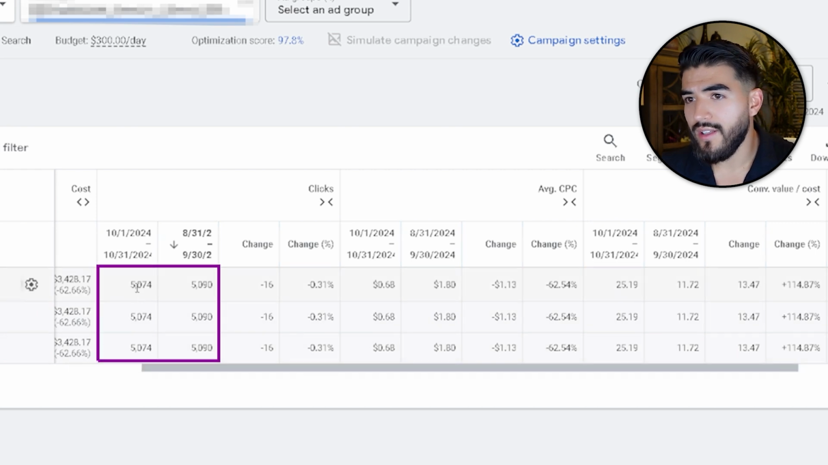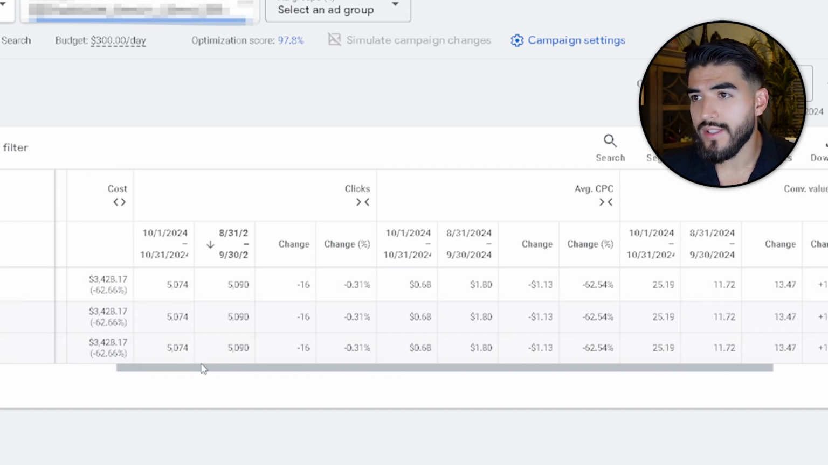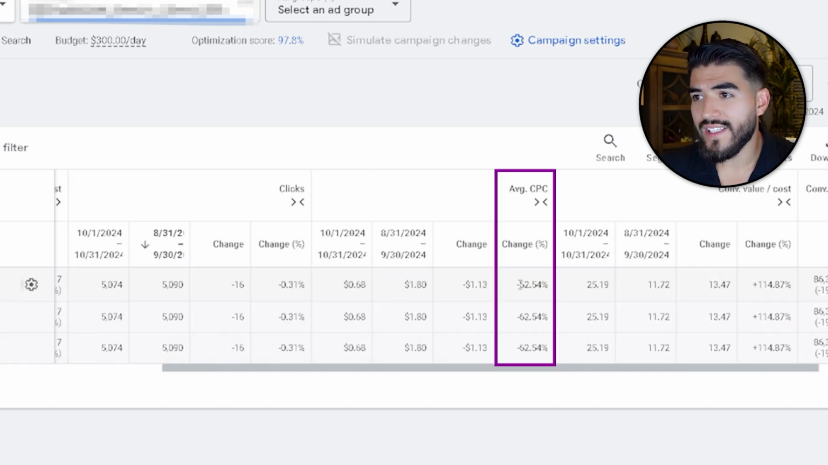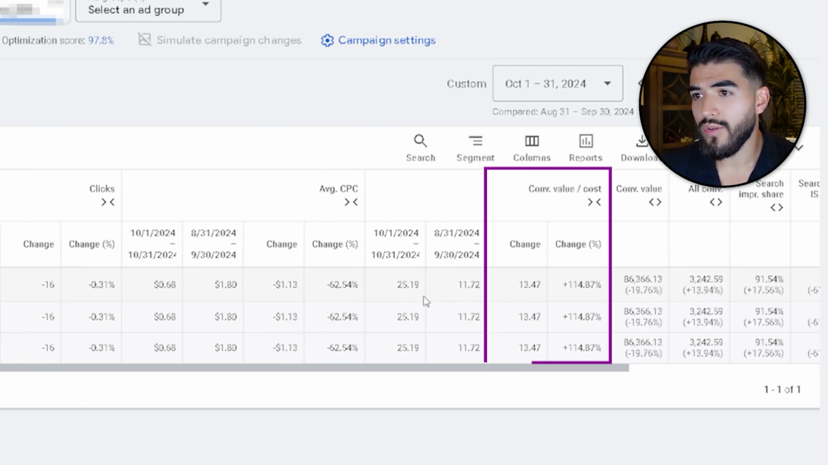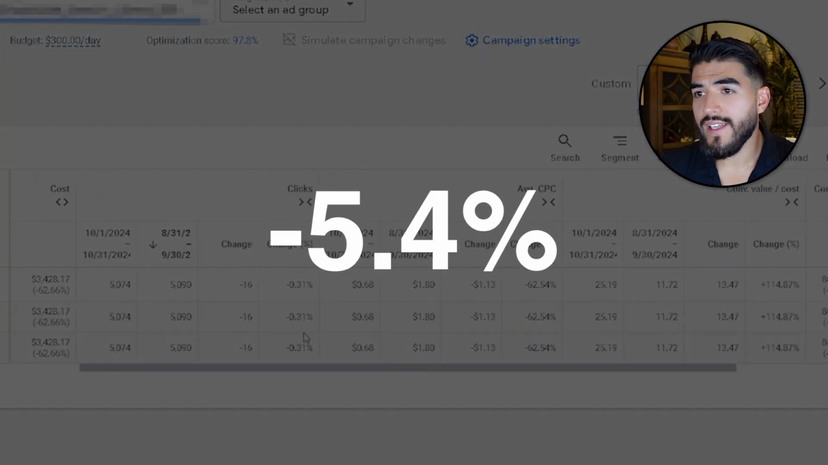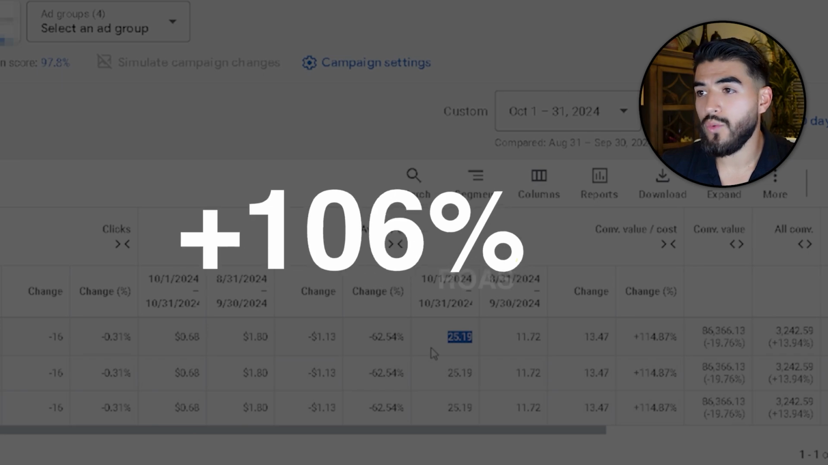As you can see, clicks stayed relatively the same, cool. But look, we spent 62% less on almost the same amount of clicks. Our cost per click went down 62%. And our ROAS went up 114%. So essentially, we spent less money for the same amount of clicks, same conversions most likely, but the ROAS was much, much stronger.